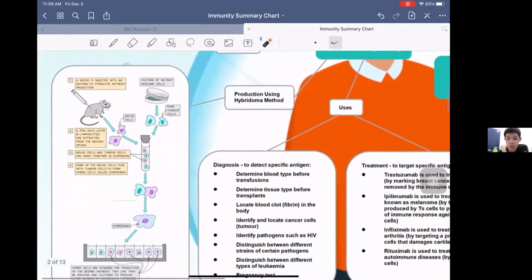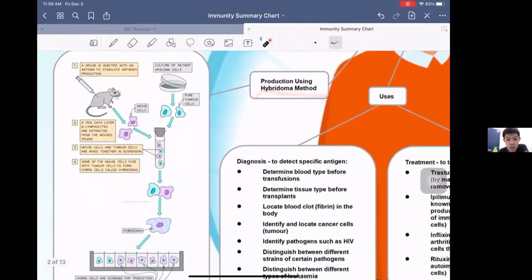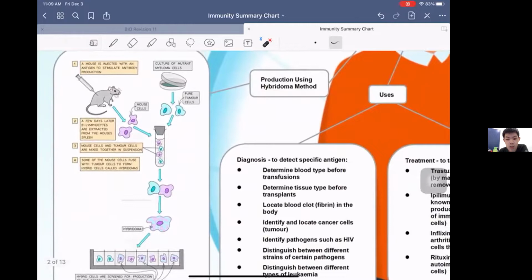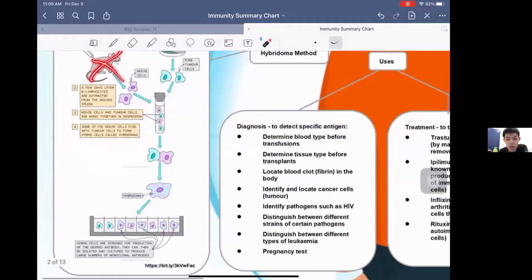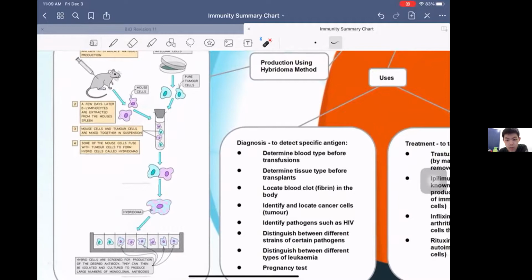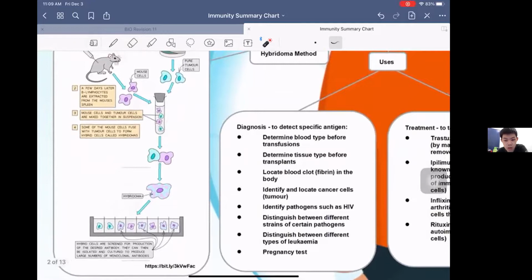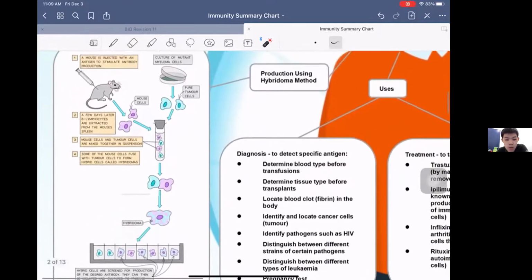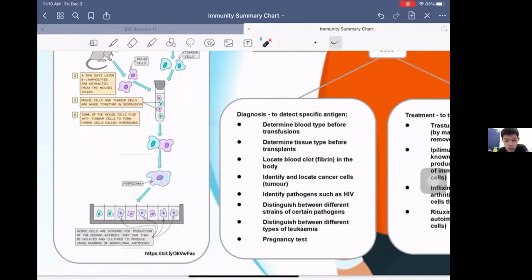The production of monoclonal antibodies is through the hybridoma method. Basically, you inject a specific antigen into the mouse to stimulate an immune response to produce antibody. Then the mouse is killed, and the spleen is removed and flushed to remove the plasma cells from the spleen. The plasma cells then fuse with cancer cells to produce hybrid cells called hybridomas. The hybridomas are then cultured to undergo mitotic division to produce a clone of hybridoma cells.